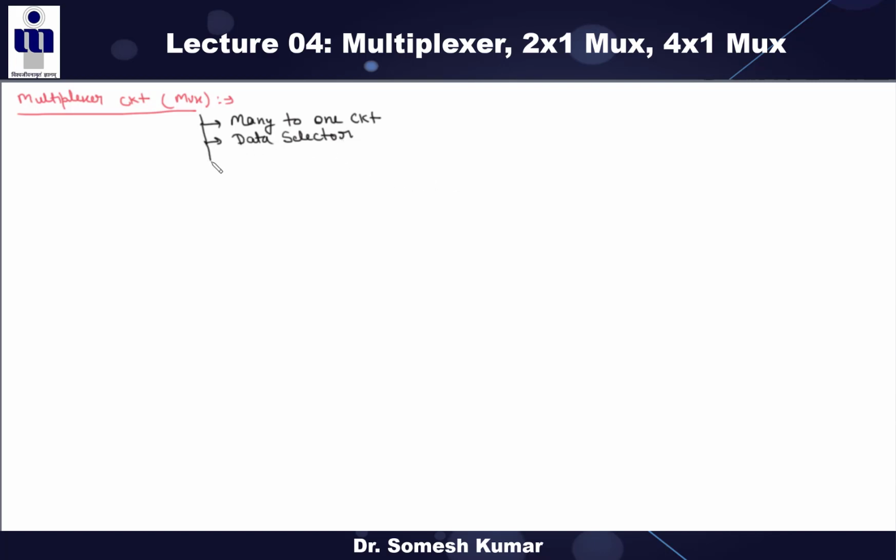One more important thing: it is also called the universal logic circuit, not universal gate. Universal logic circuit means the other gates and any logic can be designed with the help of a multiplexer. When we discussed the adder, I told you some questions. How many multiplexers are required to design a full adder? How many mux are required to design the full subtractor, half subtractor and the half adder, right? Now after discussing these multiplexer circuits, you can answer all those questions, right?